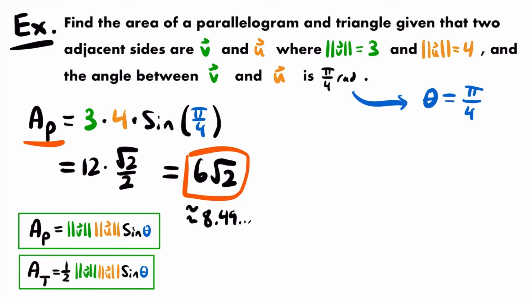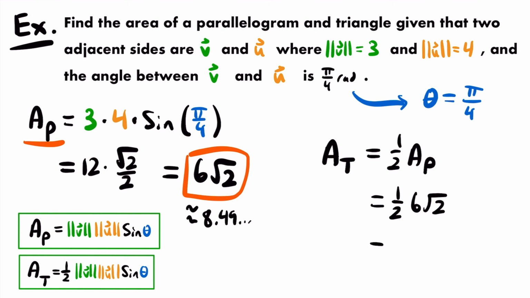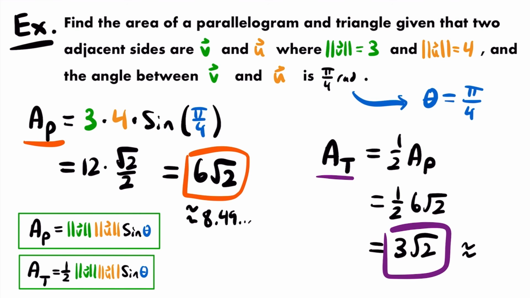Okay, now if we want to find the area of a triangle, we would do the same thing, but multiply by 1/2. So to take a little shortcut here, we can just say this: the area of the triangle will be equal to 1/2 of the area of the parallelogram. So that will be equal to 1/2 times that area we just found, which is 6 square roots of 2, which will give us 3 square roots of 2, since 6 times 1/2 is 3. All right, and so that is the area of the triangle. And once again, I'll give you the approximate value. That is approximately equal to 4.24 and some more decimals.